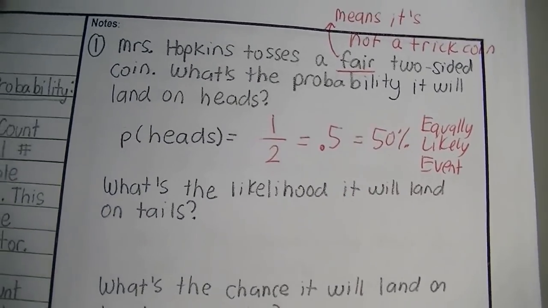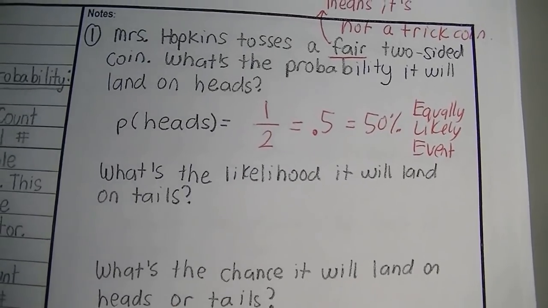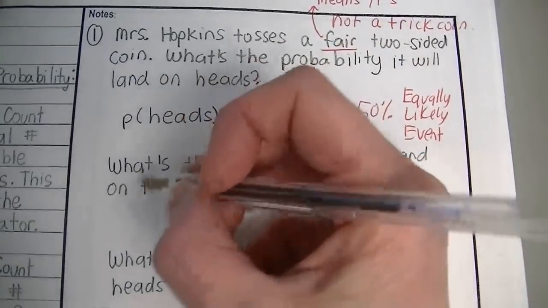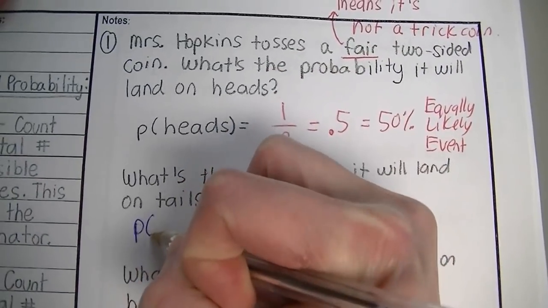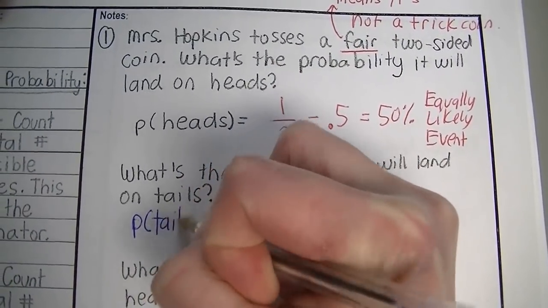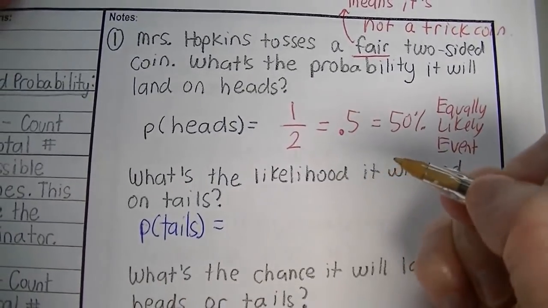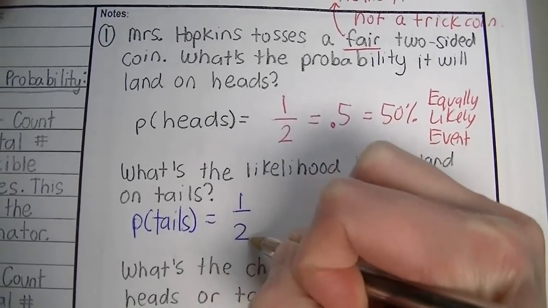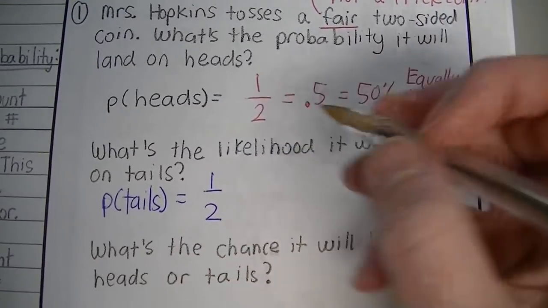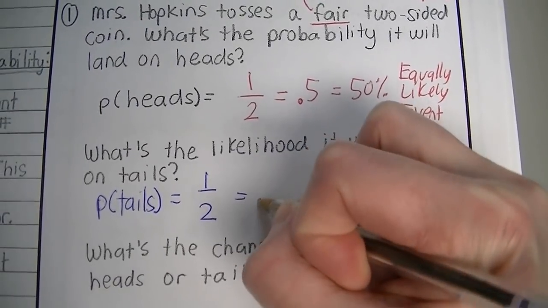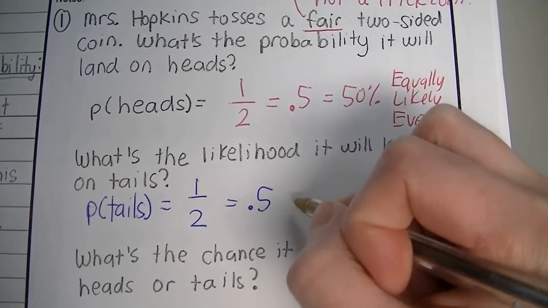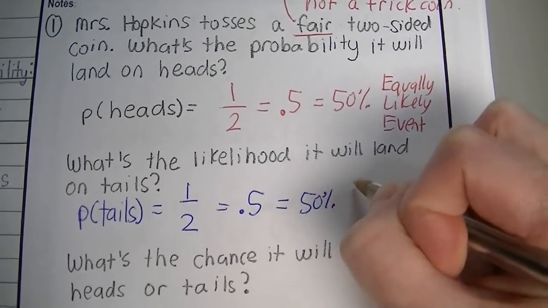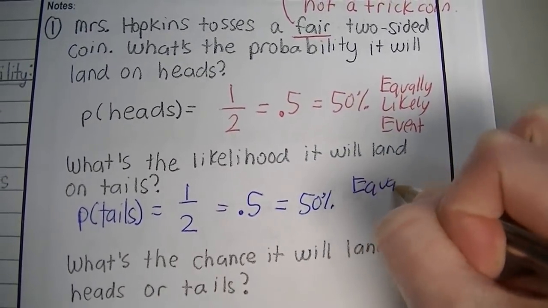Okay, the next part of the question says, what's the likelihood it'll land on tails? So you'll see that they didn't give us the support they did in the first part of the problem, so we need to go ahead and write that out. Probability of landing on tails is, well, it's the same thing because there's 1 tail out of the 2 possibilities on the 2 sides of the coin. So 1 divided by 2 is 5/10 or 50/100, and that converts to 50%. So again, that's an equally likely event.